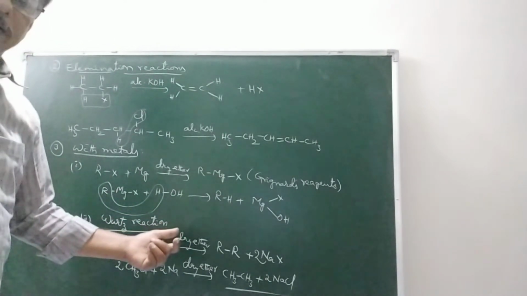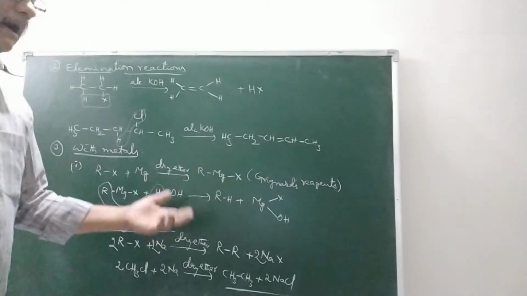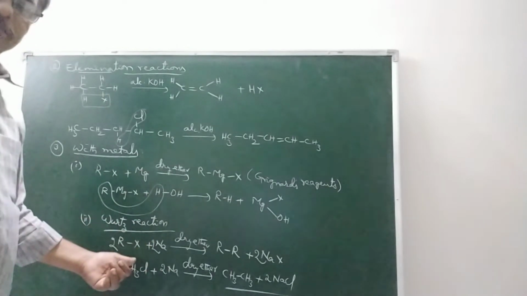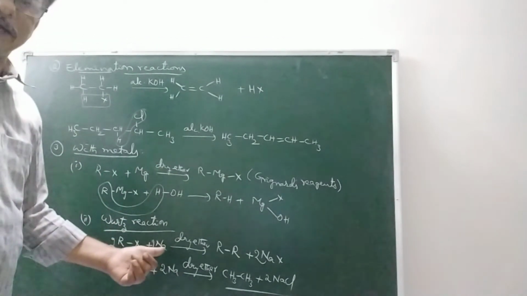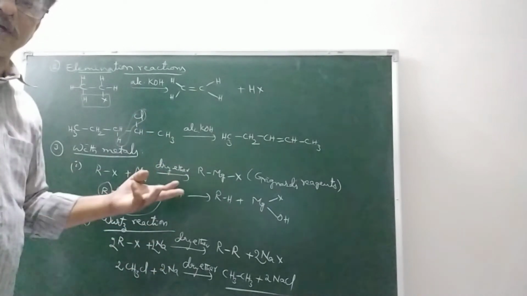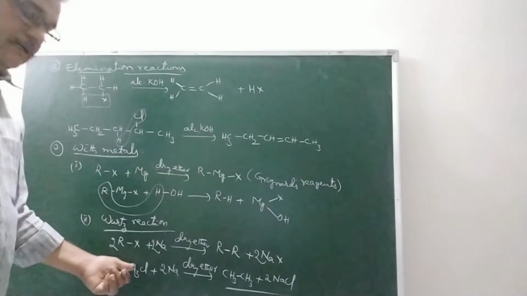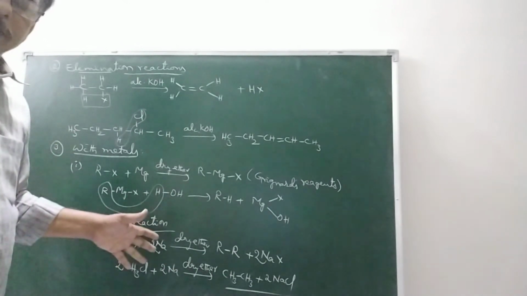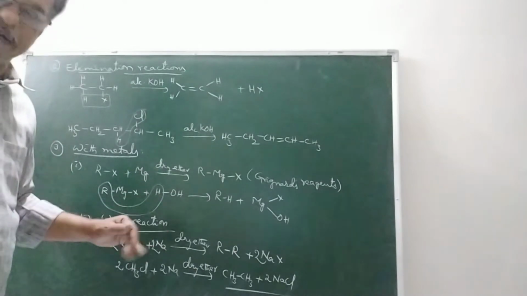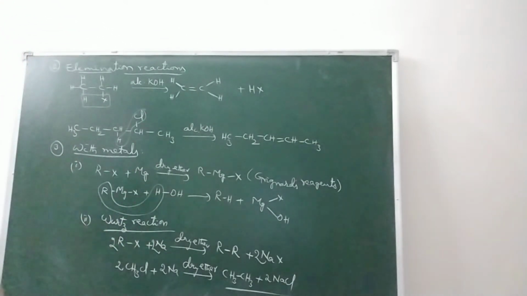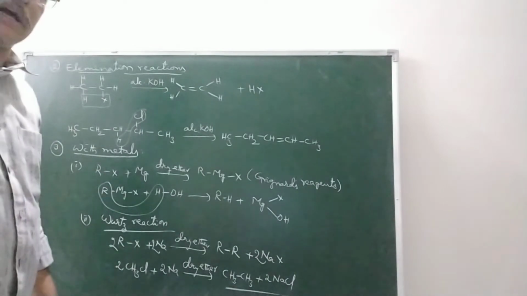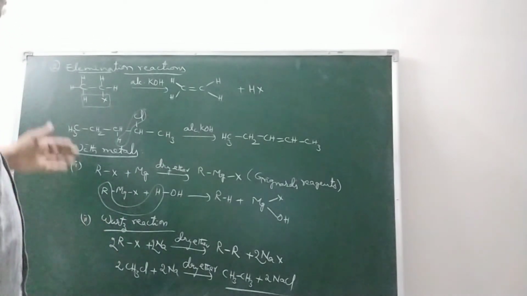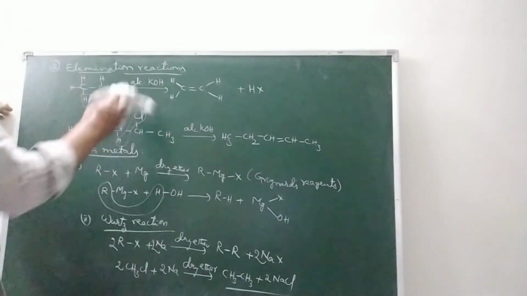Similarly, we cannot prepare an alkane with an odd number of carbon atoms in this process. If we take a mixture of methyl chloride and ethyl chloride, then a mixture of 3 compounds is formed, that is ethane, butane and propane. From this mixture, propane cannot be separated. So in Wood's reaction, we cannot prepare an alkane having an odd number of carbon atoms. So this is about the reactions of alkyl halides.